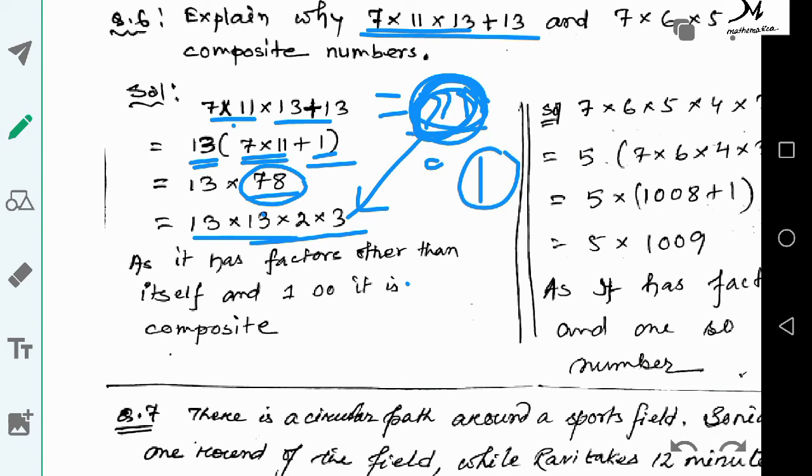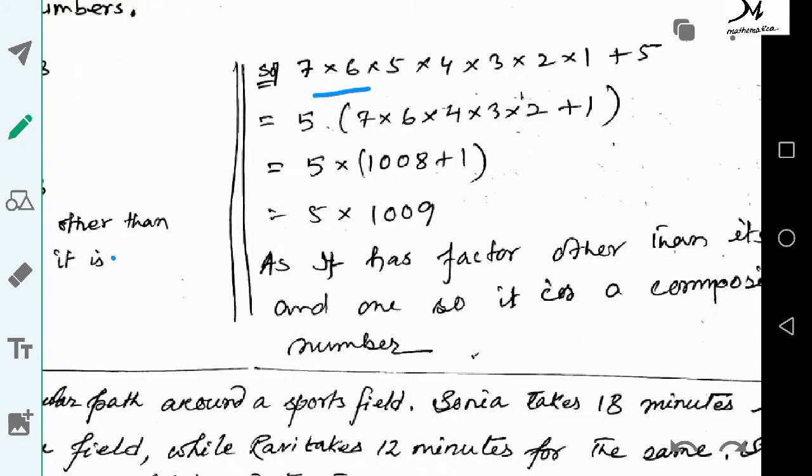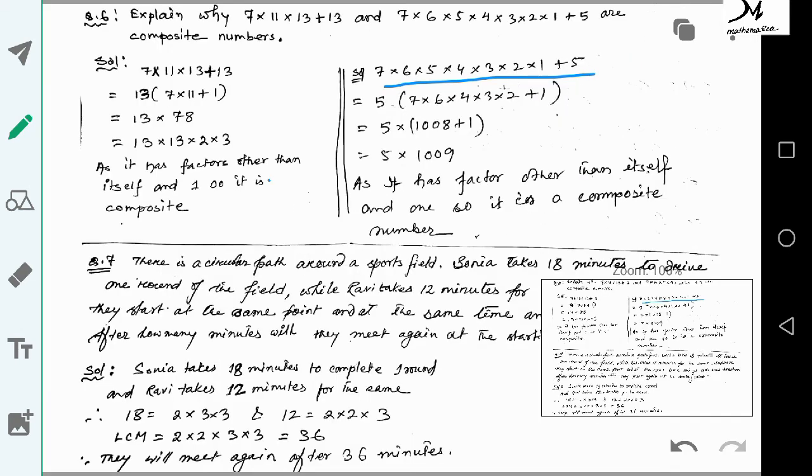A number is called composite when it has factors other than itself and 1. Hope you have understood. Similarly, we can show this number is also a composite number. So now let's move on to the next question.